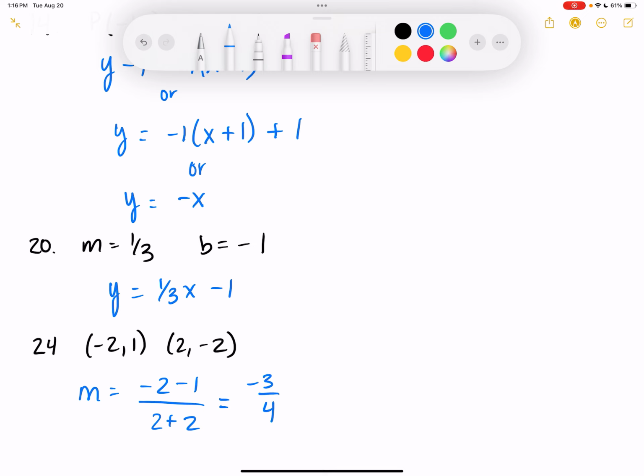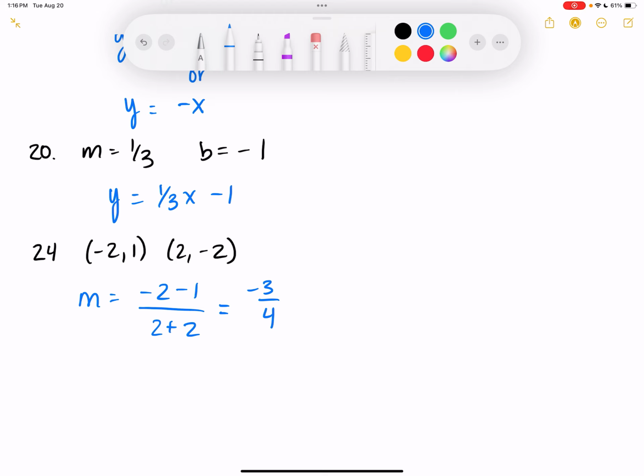And then you can choose either point, obviously, so which one do y'all want to use? The one with the -2? The first one. So you got y minus 1 equals -3/4 times x minus a negative, so plus 2. So you can leave it there if you want.